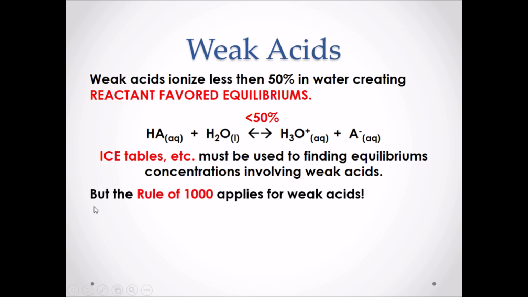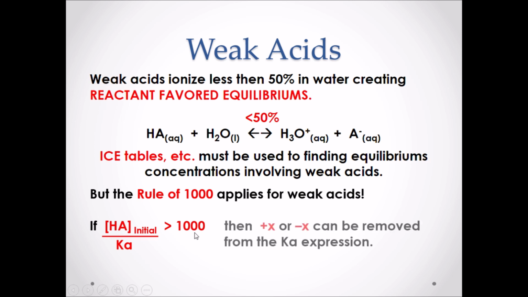There is a rule of 1,000 that applies for weak acids. This makes calculations much easier. If the initial concentration of the acid divided by the Ka of the acid is greater than 1,000, then the plus x or the minus x can be removed from the Ka expression. This will be shown in the last example.